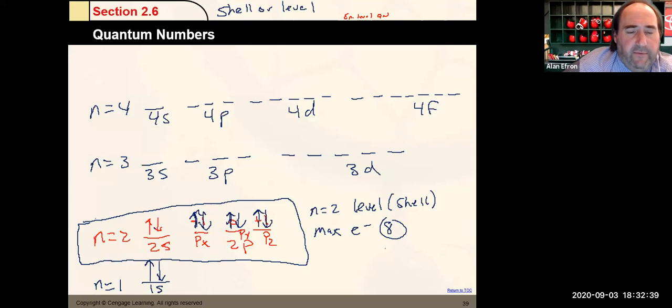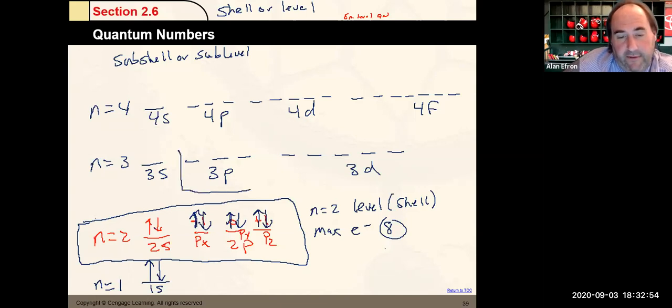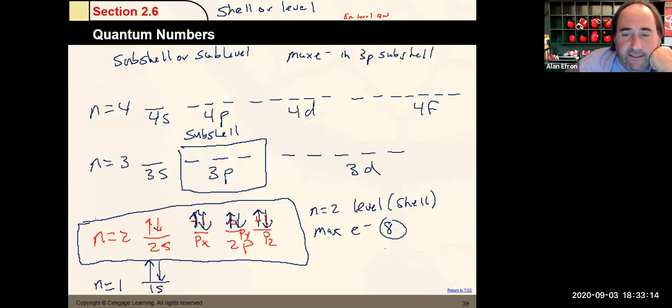Now, there's also something referred to as a subshell or sublevel. For example, if I ask how many electrons you could put in a 3p subshell, this is a subshell, or sublevel. It contains these 3 orbitals, which means if we max out our 3p subshell, we could put a maximum of 6 electrons in there.